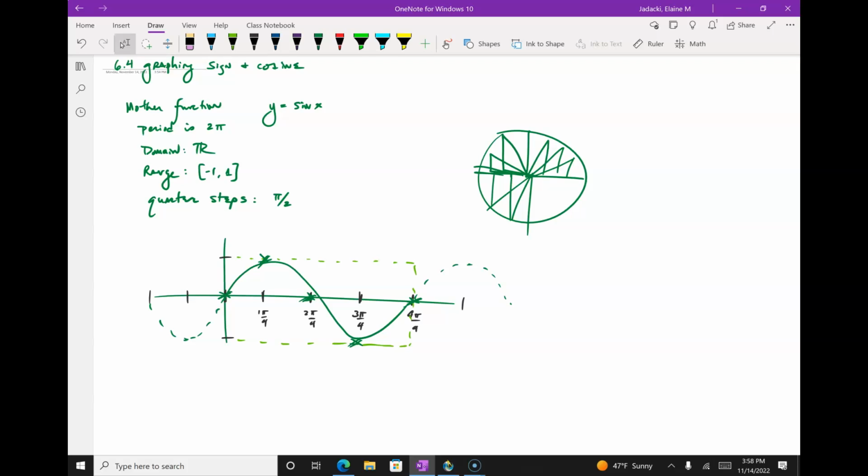Oh, I made a mistake. It should be pi over 2. Sorry, 4 quarter steps. Thank you. Right, pi over 2s. First pi over 2, second pi over 2, third pi over 2, fourth pi over 2.